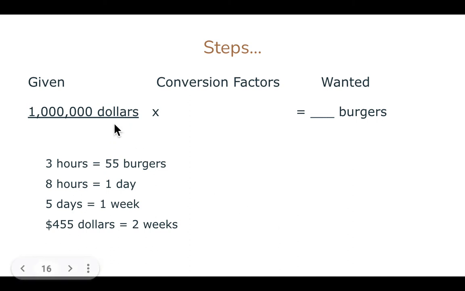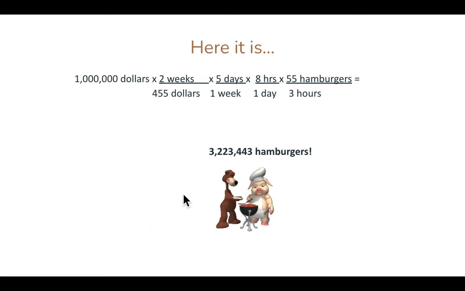But you're going to want to look and see, what's the first thing I'm going to want to cancel? Dollars. So this is the first conversion factor you'll have to use. So here's $1 million, and here are conversion factors. 2 weeks is $455. Okay, so we can cancel this. If we were to stop here, do 1 million times 2 divided by 455, we would have converted it to weeks that we would have to work.